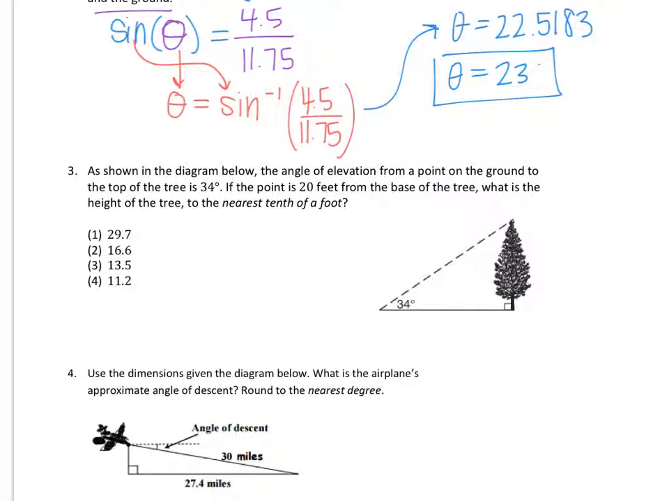Number 3. As shown in the diagram below, the angle of elevation from a point on the ground to the top of the tree is 34 degrees. Angle of elevation means look out from the ground, look up to the top of the tree. If the point is 20 feet from the base of the tree, what is the height of the tree? So this point way out here is 20 feet from the tree, and we're looking for the height to the nearest tenth. So I'm going to circle my angle, label my sides, and solve for x.